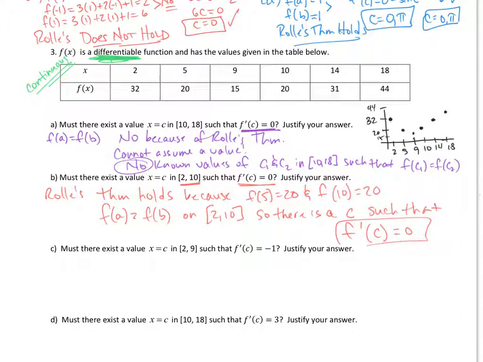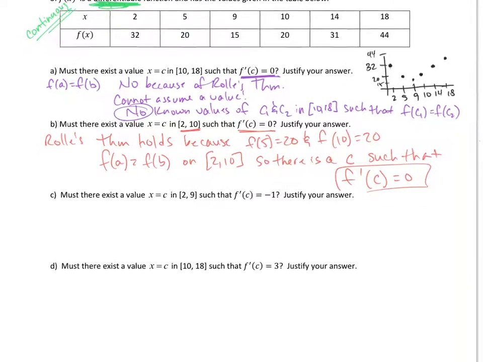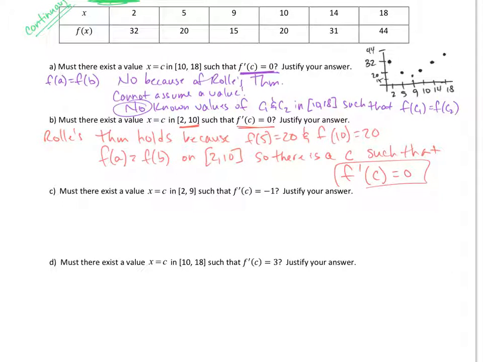Okay, moving on to part C. Let's slide this up a little bit more. I'll keep it so that at least we can see the table and the grid there. All right, this one says, must there exist a value x equals c on 2 to 9 such that the derivative is equal to -1. Since I'm not looking for it to equal 0, let's go ahead and work with MVT now. So on this one, we're looking for it to be MVT because I'm trying to find this slope where the secant will be this tangent slope. So since I'm using MVT, we want f prime of c to be this -1.